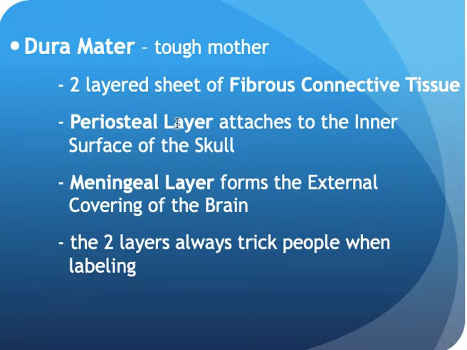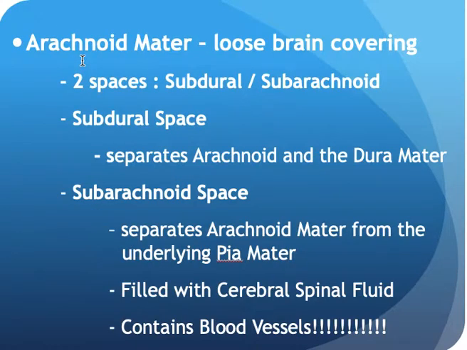Again, I get the periosteal layer. It's telling you in the name what it's doing, but it's attaching to that inner surface of the skull, and then I get this meningeal layer, and that's going to form the external covering of the actual brain, okay? And again, this is the one where it's got 2 parts to it, so it always tricks people on the labeling. So again, I just put that in there to remind you, if you're going to label, especially from the outside to the inside, just be aware that the 2 layers of the dura mater are in there. Arachnoid mater is going to be the next one. Loose brain covering. This one gets 2 spaces, so we get a subdural space and we get this subarachnoid space. And again, you have this arachnoid in the middle, and the spaces are just the space in between the other 2 coverings.